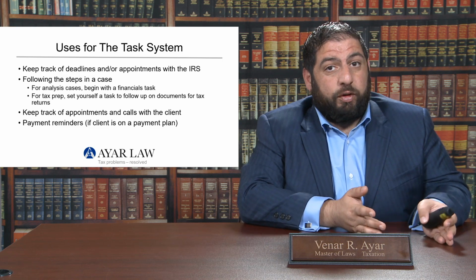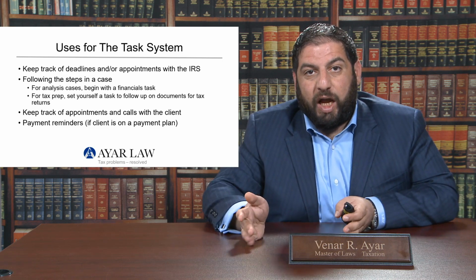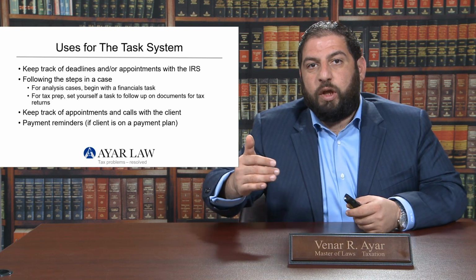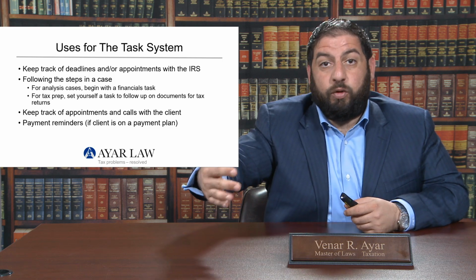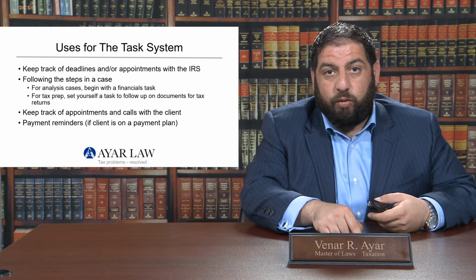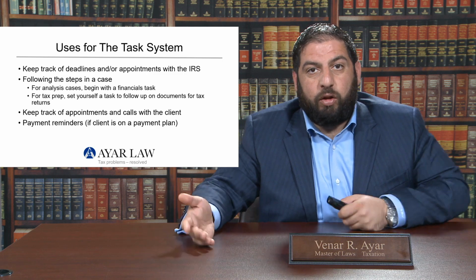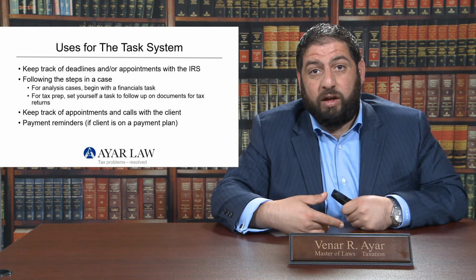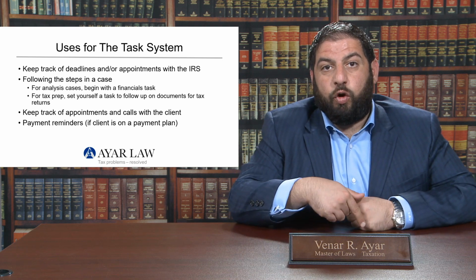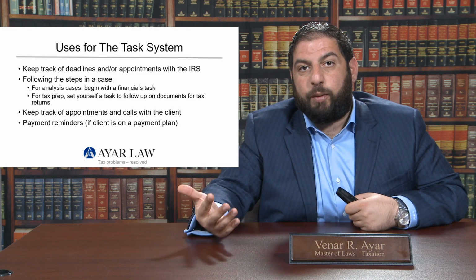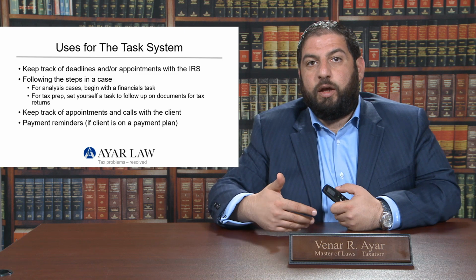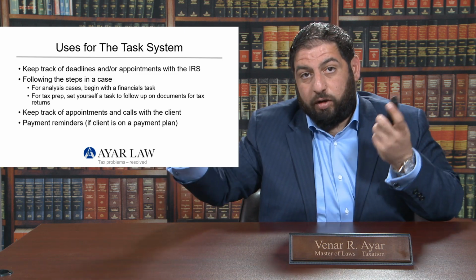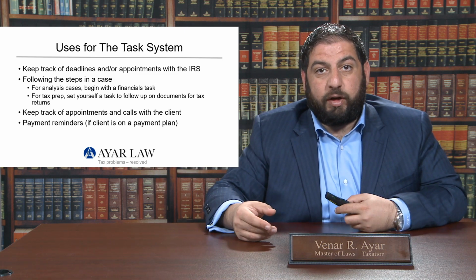After you get the documents, then the next step is to assemble the offer and compromise. So your first task will be gather documents for offer. And once you have everything, you complete that one, open a new one, compile offer and compromise, or send offer and compromise. And then once it's sent, you have a new one, watch for response for offer and compromise. The deadline on that might be like 6 months out or 8 months out, because that's how long it takes to hear back on an offer and compromise.